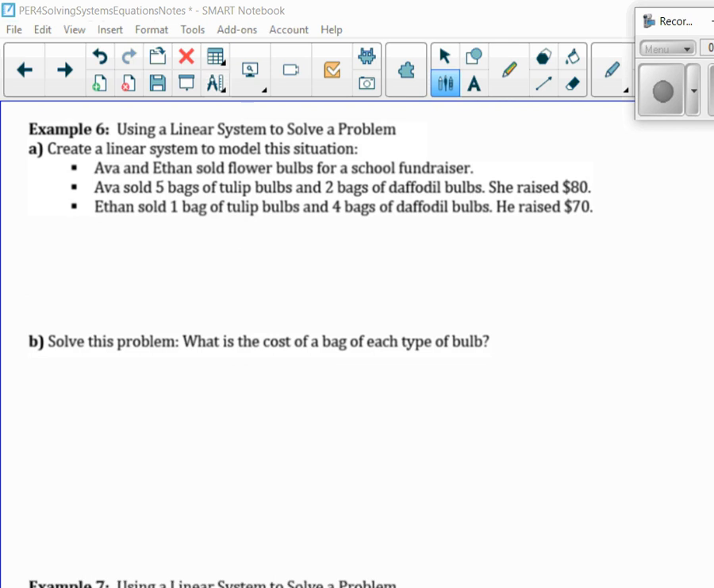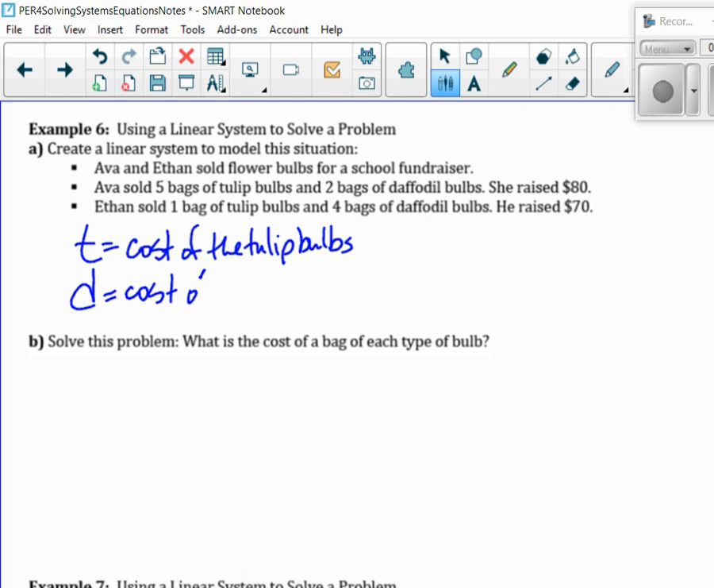So, what are the variables here? And don't say T equals tulips. What is it? Is it the number of? No, no. It's the cost of the tulips. The cost of the tulip bulbs. And what are we going to do for daffodil? D? Yeah. And that, again, is the cost of the daffodil. That's why I'm saying you have to be specific. I know how many bags of tulips there are because it says right there.